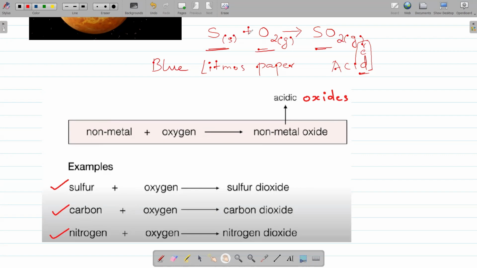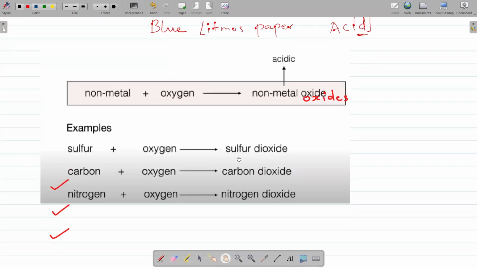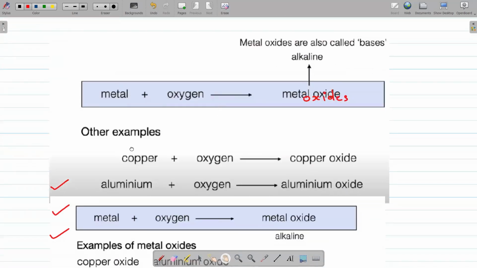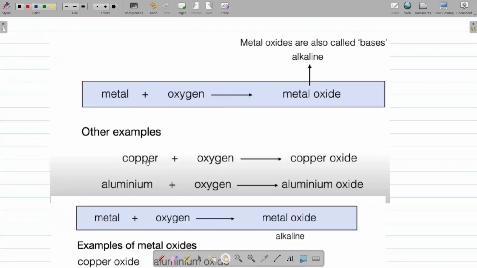Now, burning metals. When you burn metals, they produce oxides that, if they dissolve, give solutions that turn red litmus paper blue. Now think about it: what kind of solution is made? The metal oxides produced in these reactions react with acids to neutralize them, and they are called basic oxides.